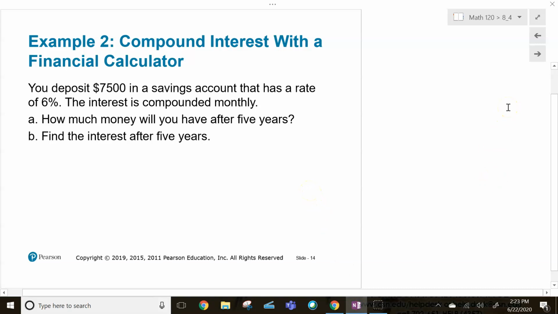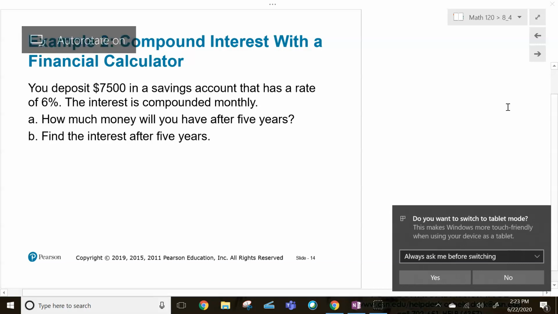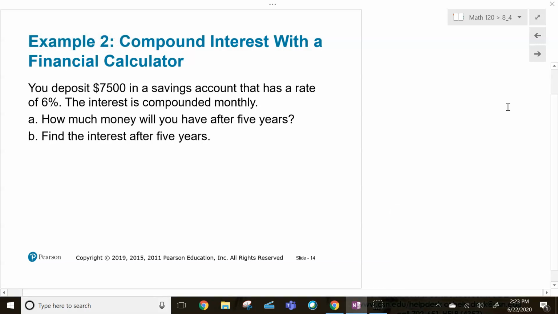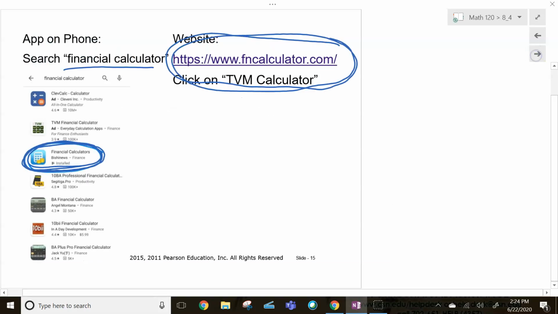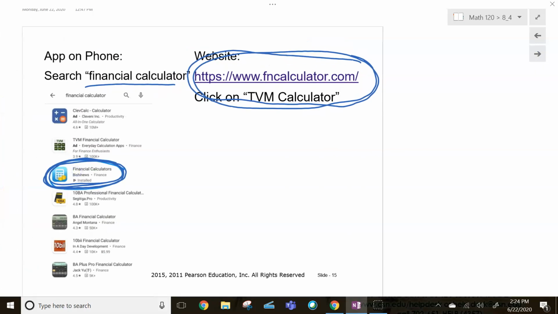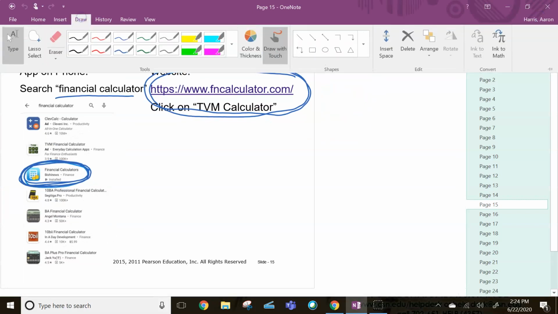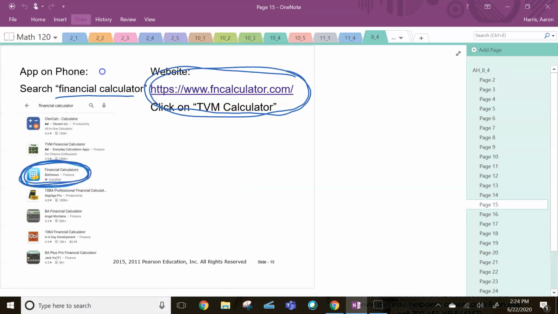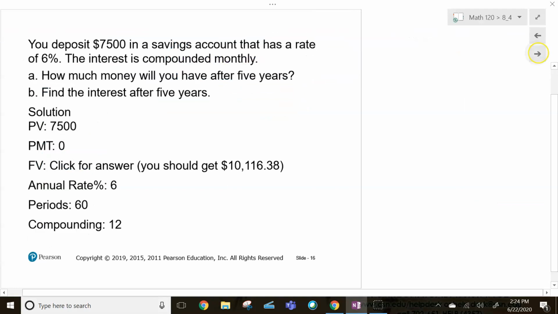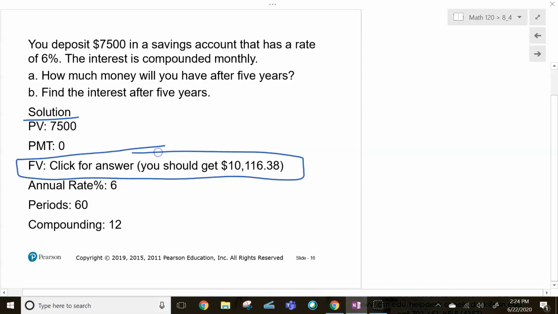So let me continue on here. Put in the 7,500. Payment 0, and the future value is the one that you're going to click.